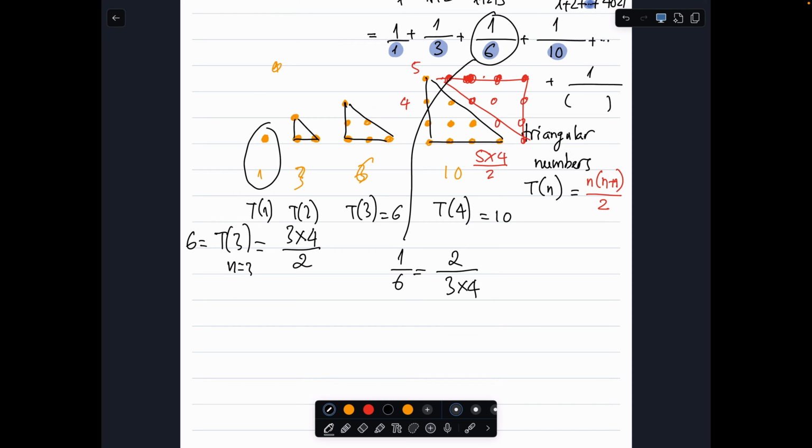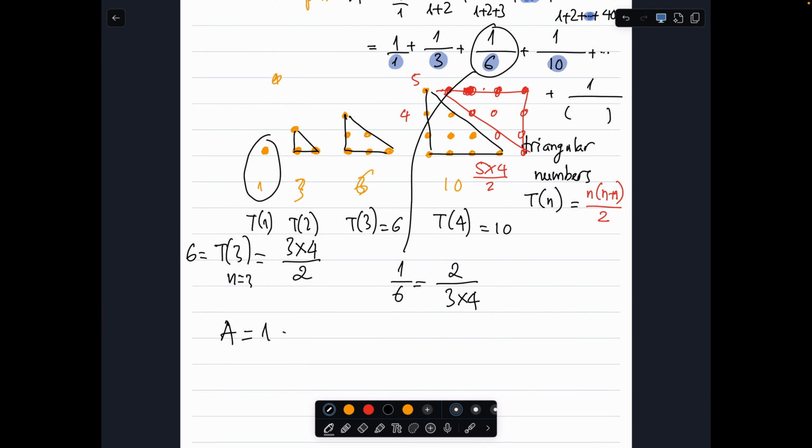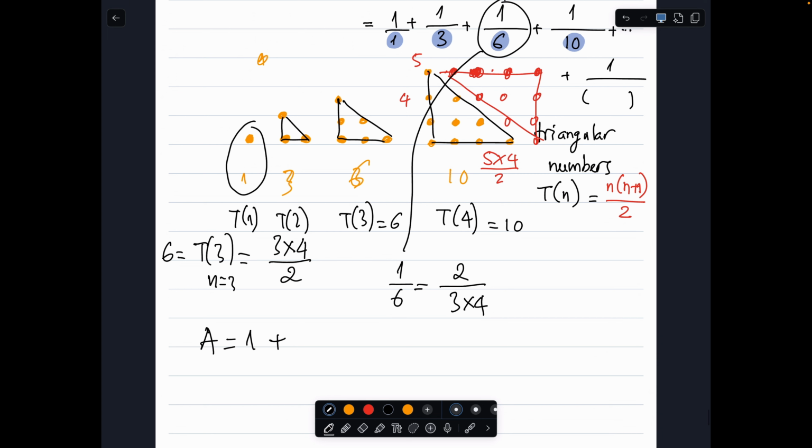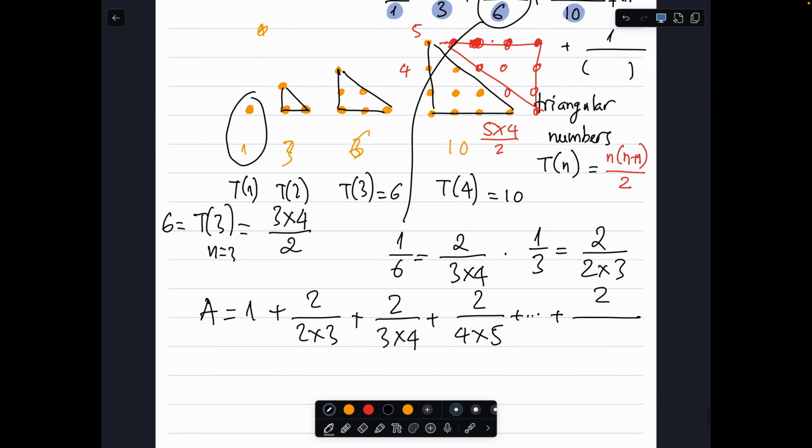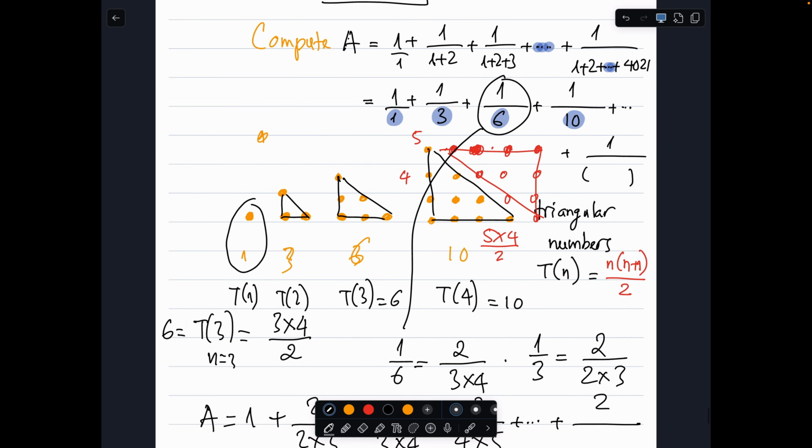Okay, and then now I can rewrite 1 plus 1 over 3 is similar, is 2 over 2 times 3. Okay, 2 over 2 times 3, 2 over 3 times 4. Now you can see 2 over 4 times 5 plus 2 divided by, this is the final one. The final one is n is this number.